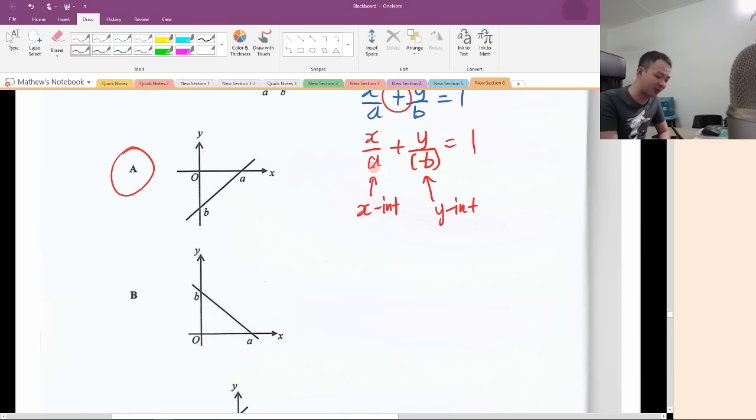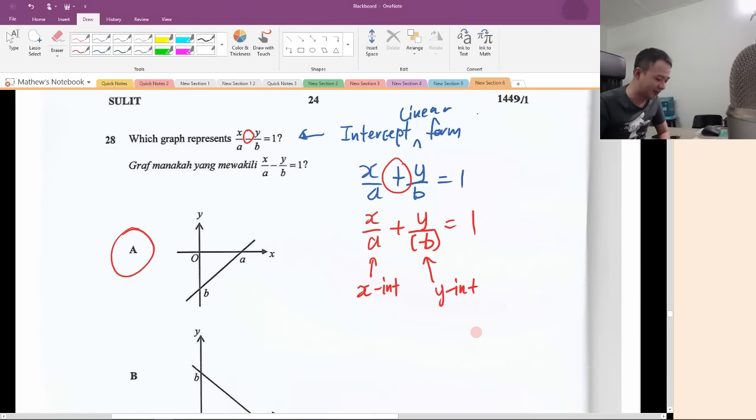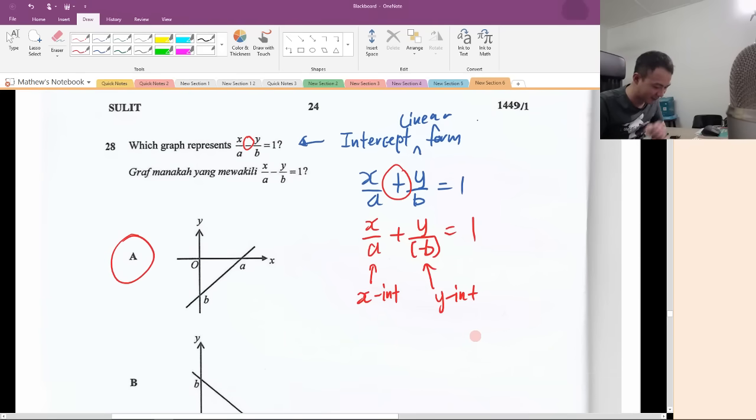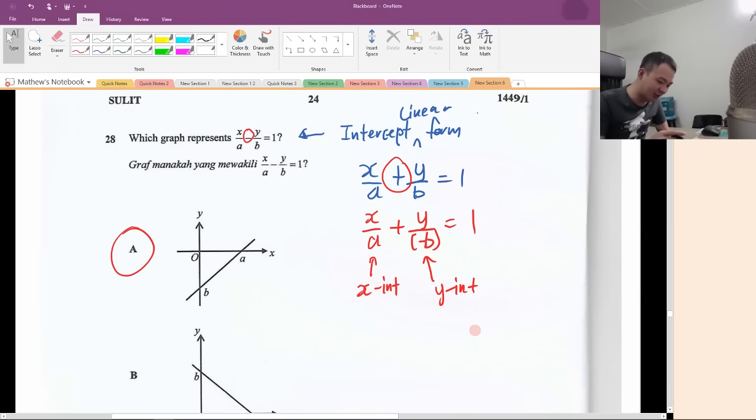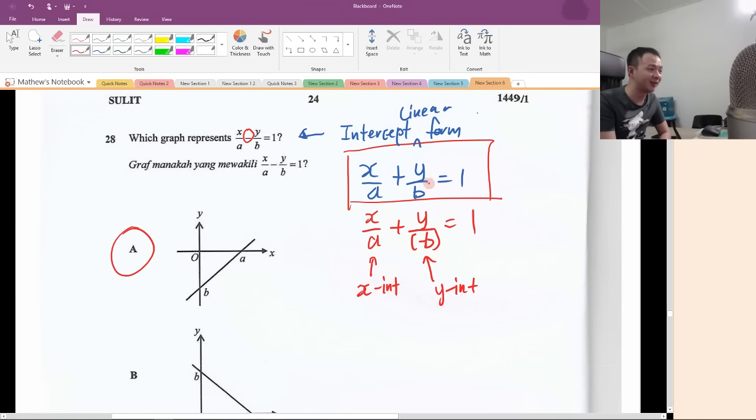Because A must be positive, B must be negative. Okay, let me repeat one more time. This is the general equation for intercept form: x over A plus y over B equals 1. In this formula, A is the x-intercept and B is the y-intercept.